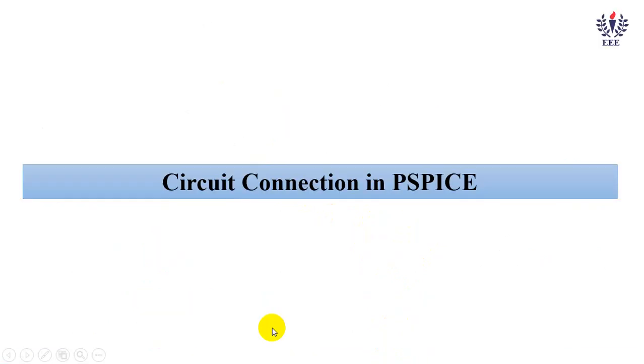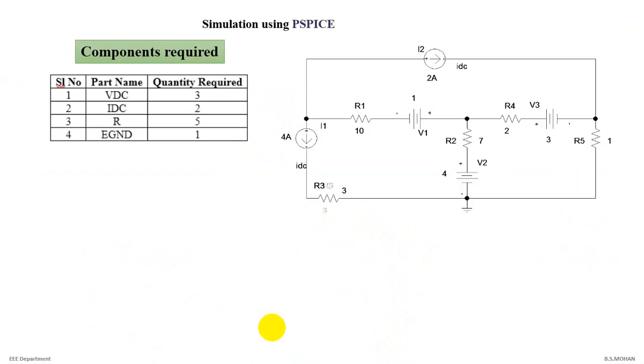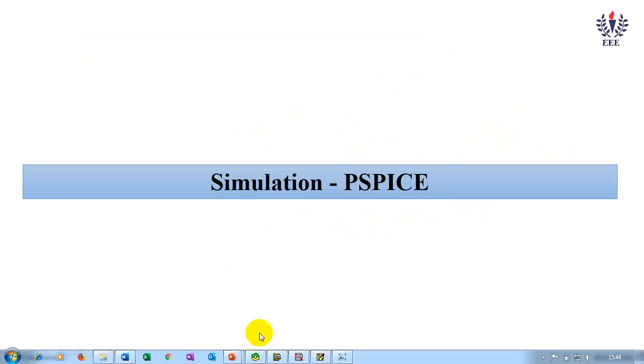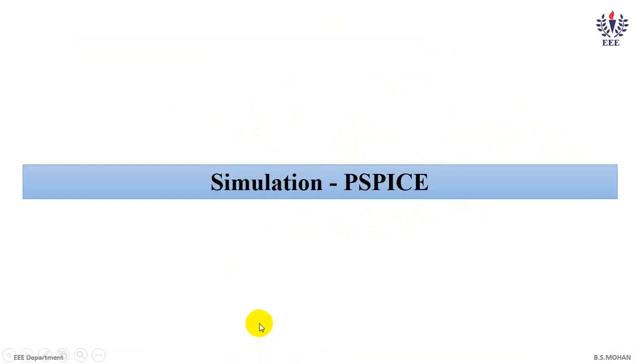Now let's check how we connect the circuit in PSpice. Before we go to the connection, one should know what parts are required. We have three VDCs and two IDCs. How many resistors do we have? 1, 2, 3, 4, 5. We have 5 resistors and 1 common ground. These are the parts required for simulation. Now let us build the circuit in PSpice.